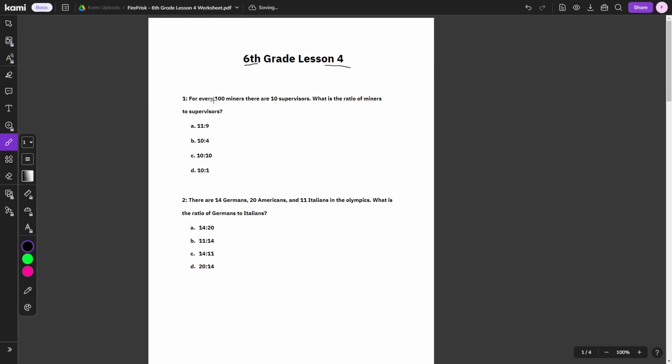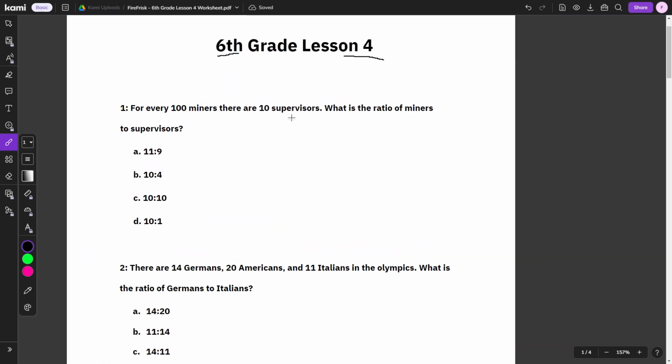For every 100 minors, there are 10 supervisors. What is the ratio of minors to supervisors? Minors to supervisors. Let's visualize this for a moment. There's 100 minors for every 10 supervisors. What is the ratio of minors to supervisors?